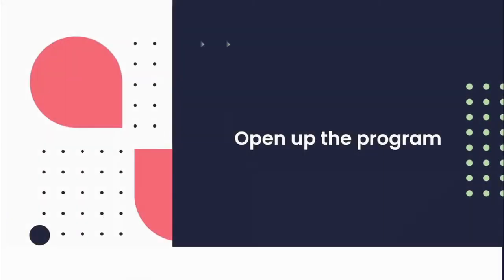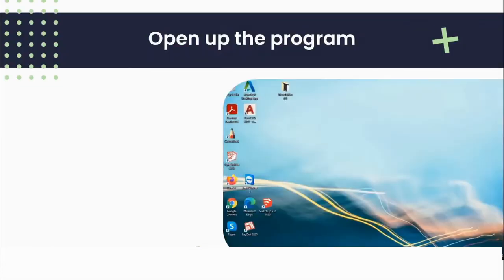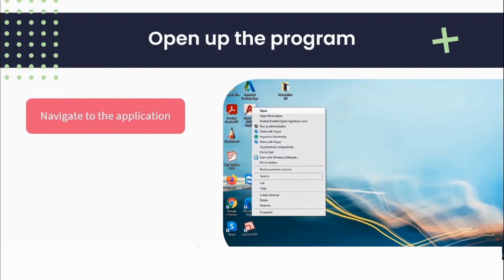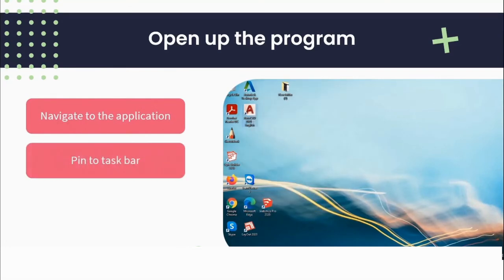We start off by opening up the program and looking at the interface and the dashboard. Let's begin with opening up the program. So firstly, you want to navigate to the application. Mine's been saved to my desktop and I'm going to pin it to my toolbar at the bottom of my screen. So as you can see, right click and pin to taskbar or toolbar. That's just going to make it a little bit easier for you.